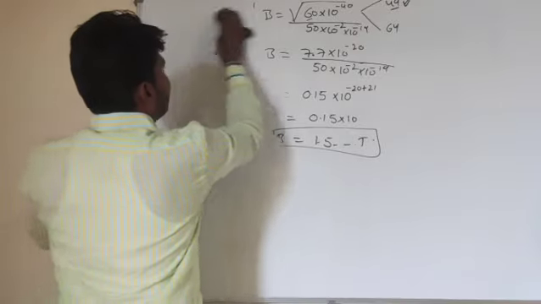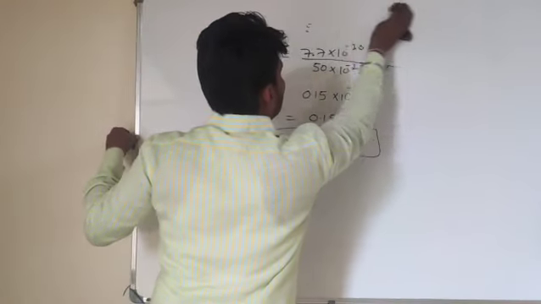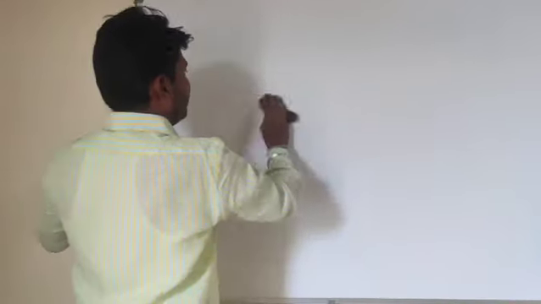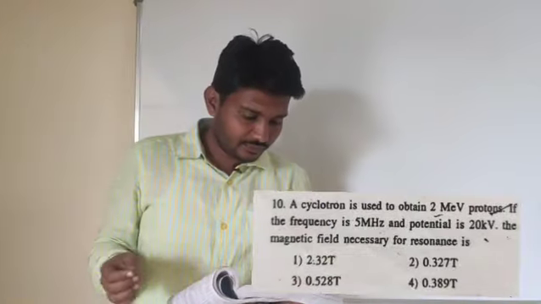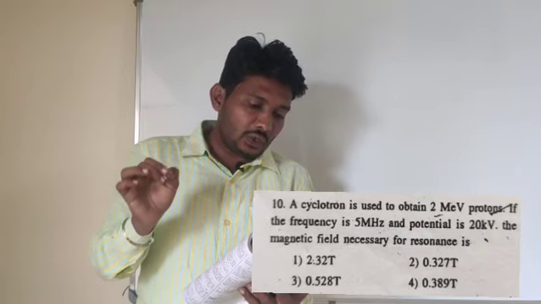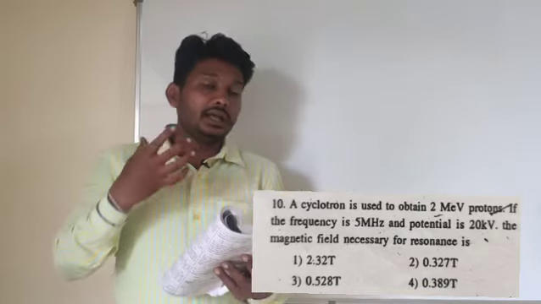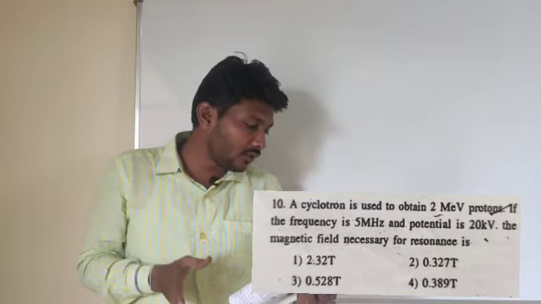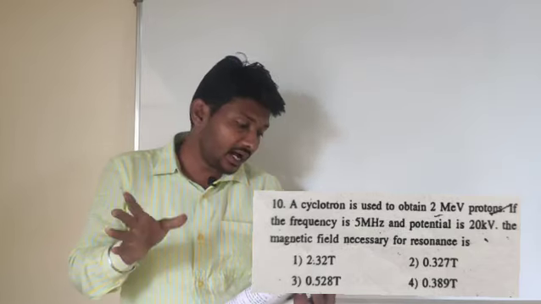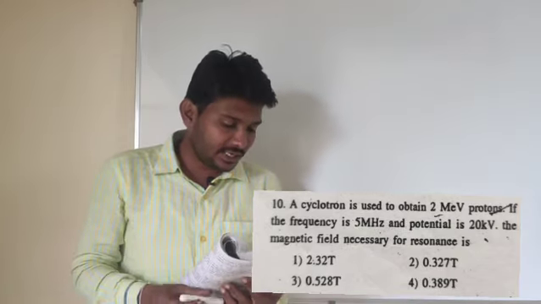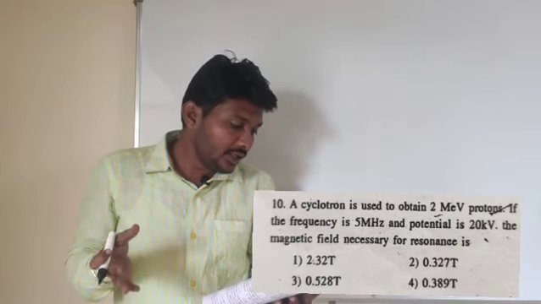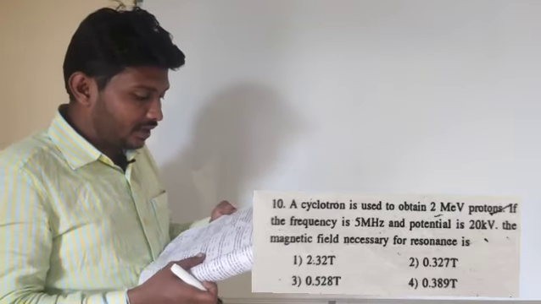Okay. So first you may know how to convert energy from joules to electron volt and from electron volt to joules. If you know these things, that calculation will be easier. Okay, next one, a similar question. A cyclotron is used to obtain 2 mega electron volt proton. So from the cyclotron the energy is 2 mega electron volt. If the frequency is 5 megahertz and potential is 20 kilovolt, then the magnetic field necessary for the resonance is.